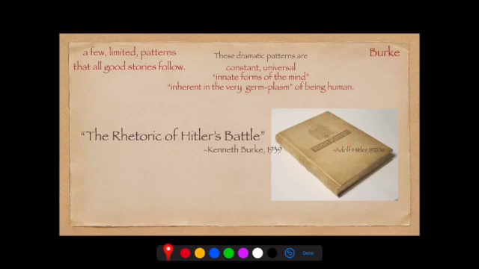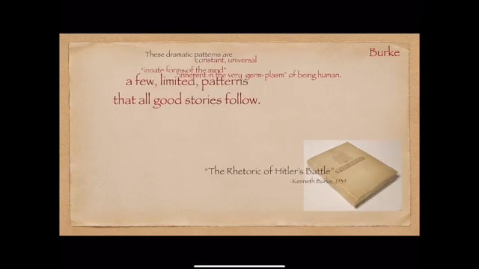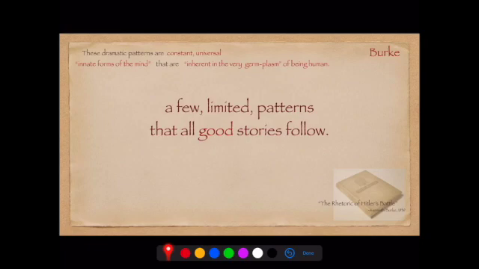He's planning on creating a social enactment, a real-life drama that taps in, Burke immediately sees, to these innate forms in the mind. And therefore, when Mein Kampf taps into these innate forms in the mind that are just the core of our identity, Burke says that kind of rhetoric is going to be incredibly powerful and frightening. Now that brings us to this idea of a few limited patterns that all good stories follow.